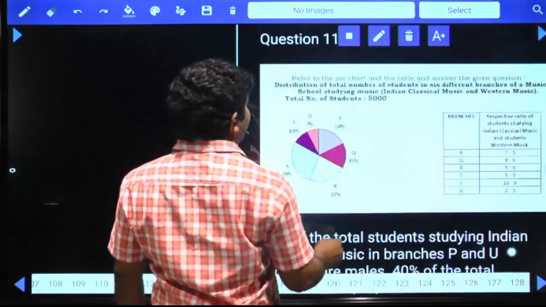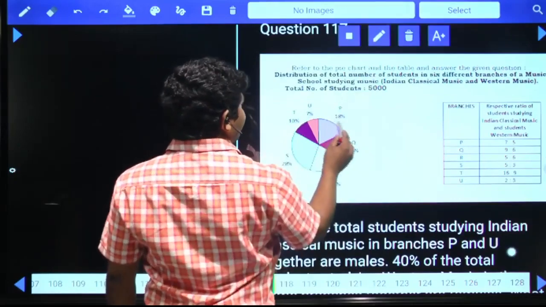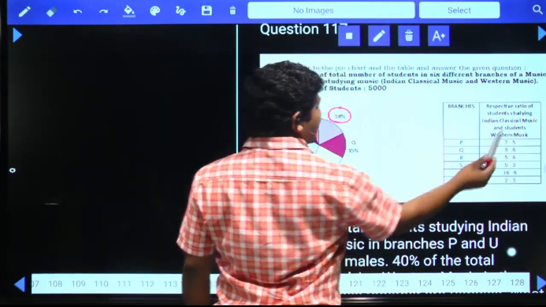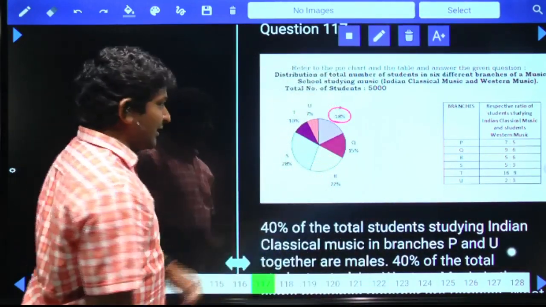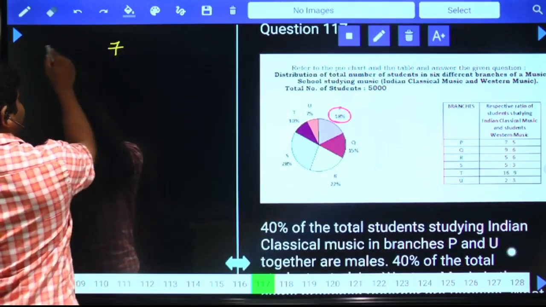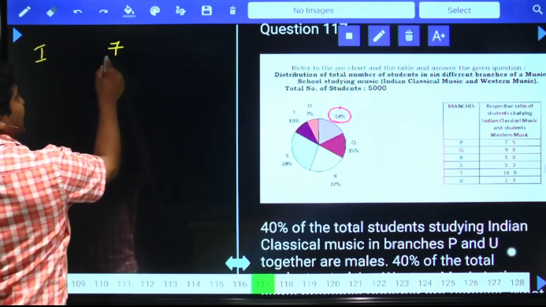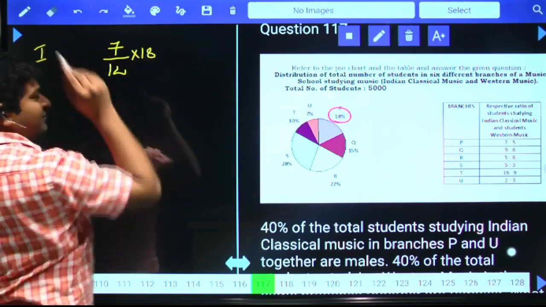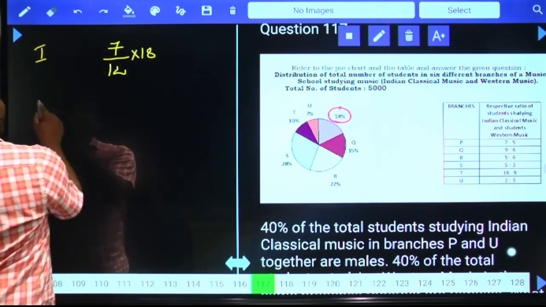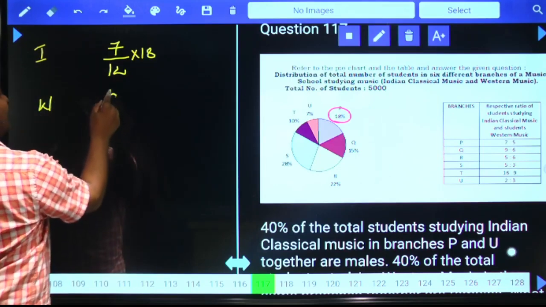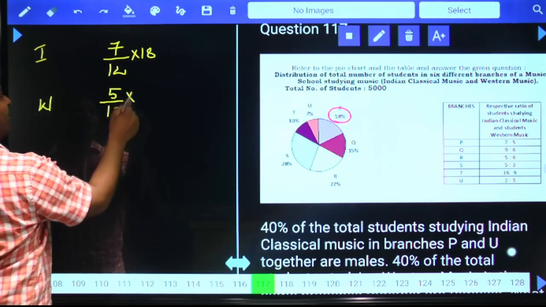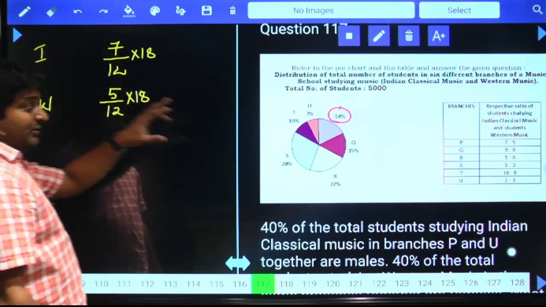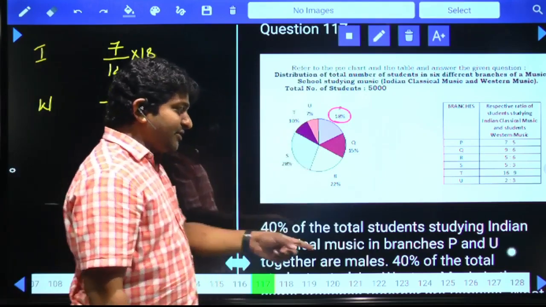Now P has a total of 18%. Out of 18%, Indian classic players are 7 parts out of 12. I will treat it as Indian classic 7 out of 12 among 18%. Then Western are 5 out of 12 among 18%. Now this is about P, and then you also have information regarding U.